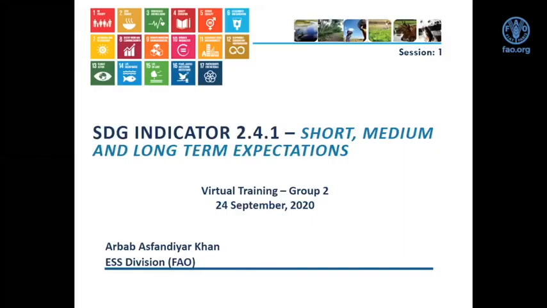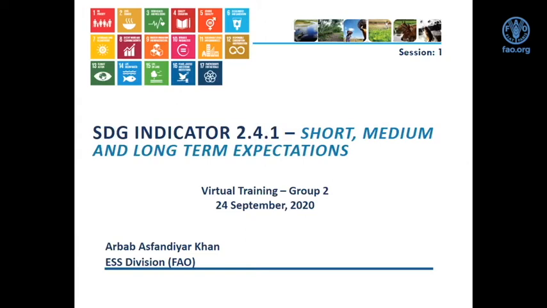Over the course of the last 2 days, we discussed the conceptual and methodological basis for SDG 2.4.1, its data collection instruments, and the tool and mechanism for reporting it to FAO. In this presentation, we will cover the progress made by FAO so far, our planned future course of action, and expectations in terms of countries' readiness to report on the indicator in the short, medium, and long term.